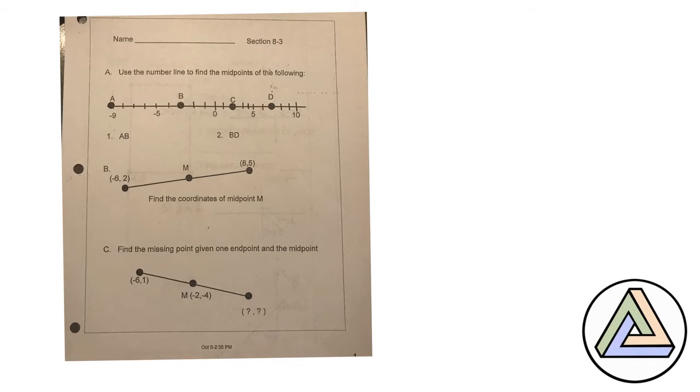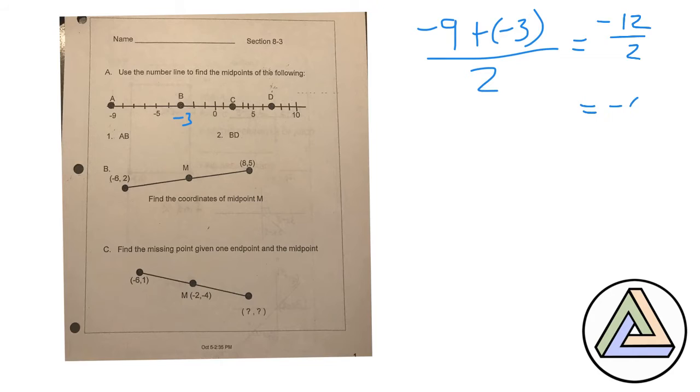All right, use the number line to find the midpoints of the following. Okay, A, B. Well, let's get clear on what B is. B is apparently at -3. Now, anytime I want to find the midpoints, I take the points, I add them together, and I divide by 2. So this is going to be -9 plus -3 divided by 2. Just go through the motions. Once again, take each point, add them together, divide by 2. That is a guaranteed way of getting the midpoint. So we're looking at -12 over 2, also known as -6. That is this one.